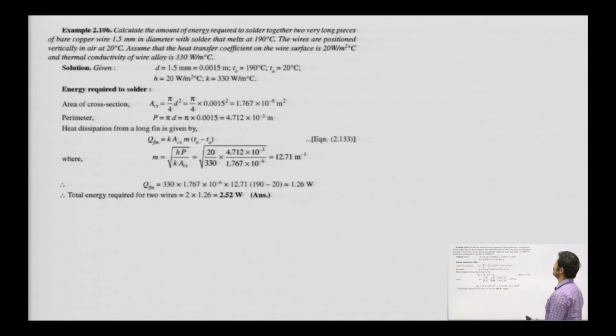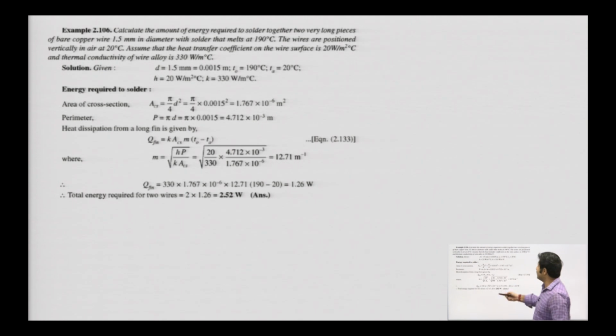Calculate the amount of energy required to solder two very long pieces of bare copper wire 1.5 mm in diameter with solder that melts at 190 degrees Celsius. The wires are positioned vertically in air at 20 degrees Celsius. Assume that the heat transfer coefficient on the wire surface is 20 watts per meter square degree Celsius, and the thermal conductivity of the wire alloy is 330 watts per meter degree Celsius.